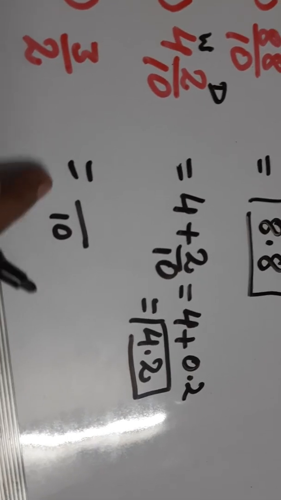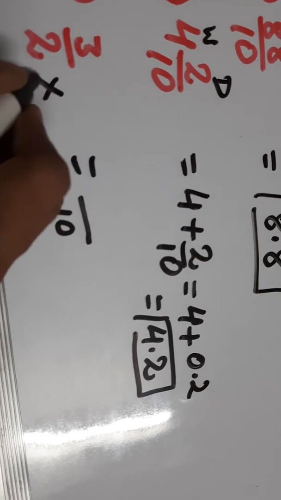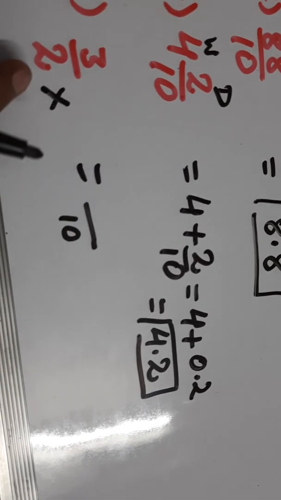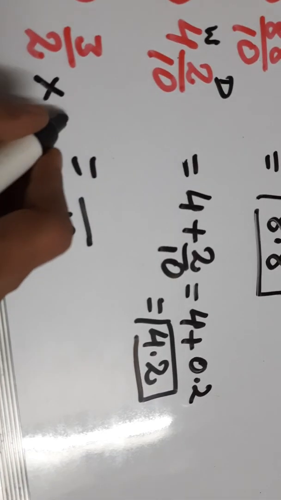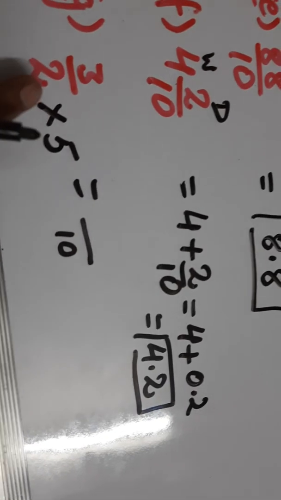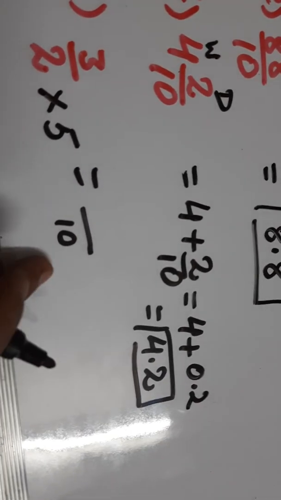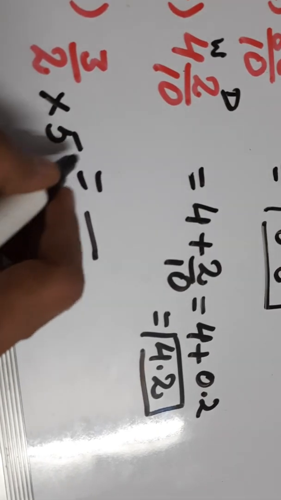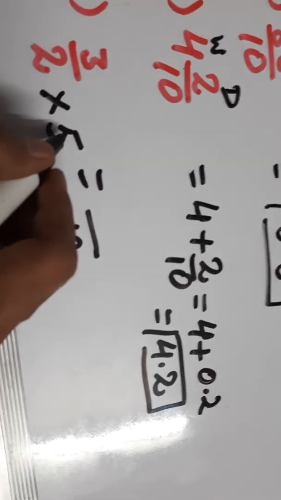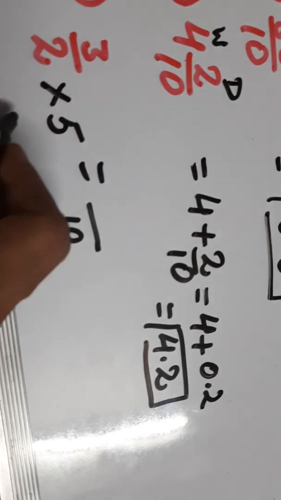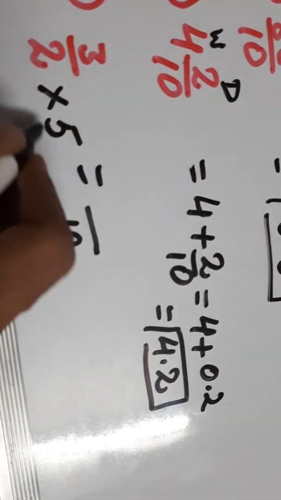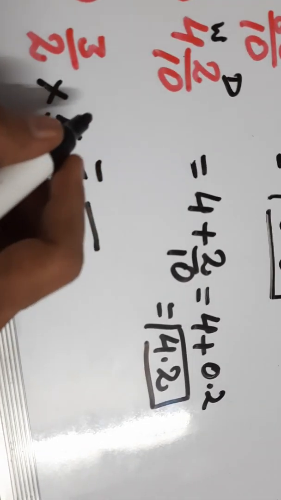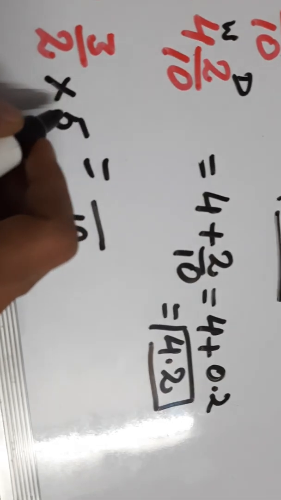What should be multiplied by 2 to get 10? 2 fives are 10. So dear students, 2 multiplied by 5 is 10. But this 5 is not given to us in the question. We have taken it ourselves. And whatever we take ourselves, the anti step is very important to do.